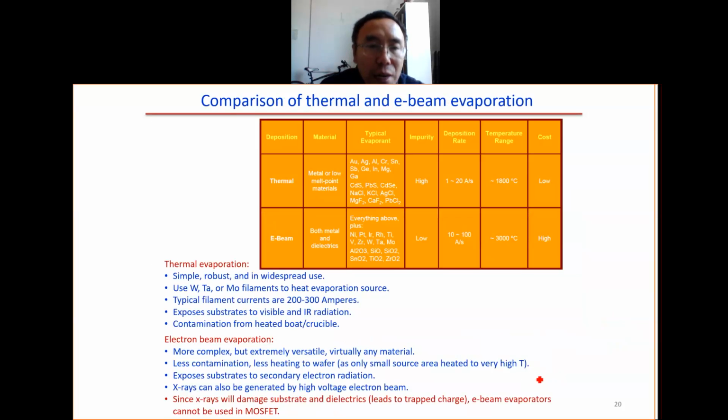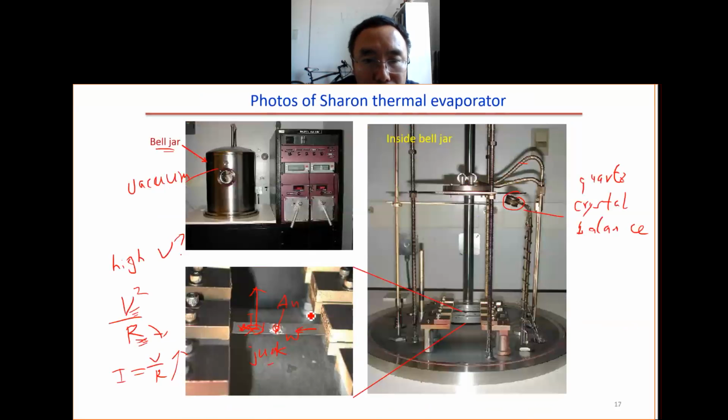Here's the comparison of the thermal and the electron beam evaporation. The thermal evaporation is very simple and cheap. We use tungsten, tantalum, or moly filament to heat the source material. Typically, it is very high current but low voltage. So we have visible light and infrared light irradiation on the wafer surface. We have contamination from the heated boat or crucible. So as we said here, we have contamination from the junk here.